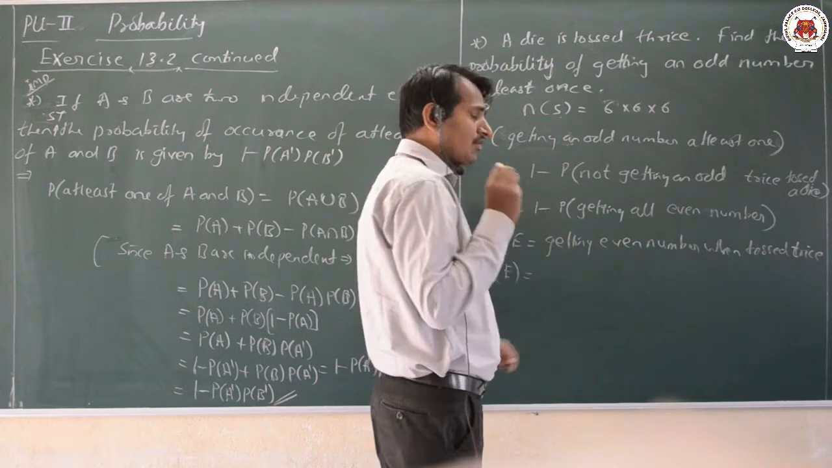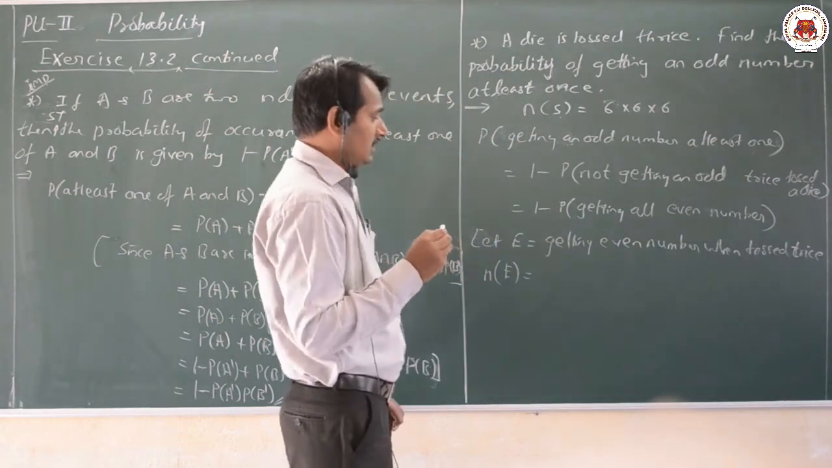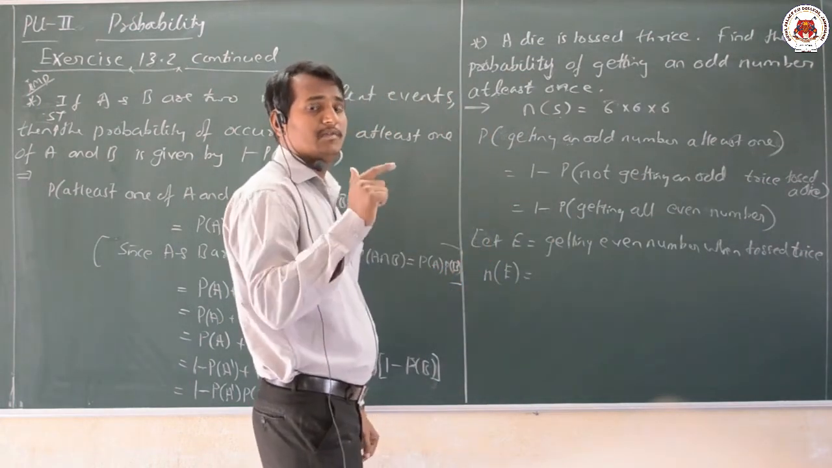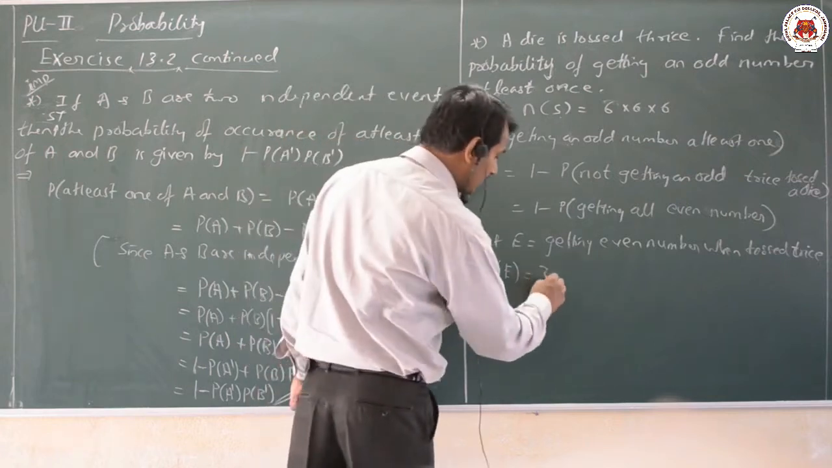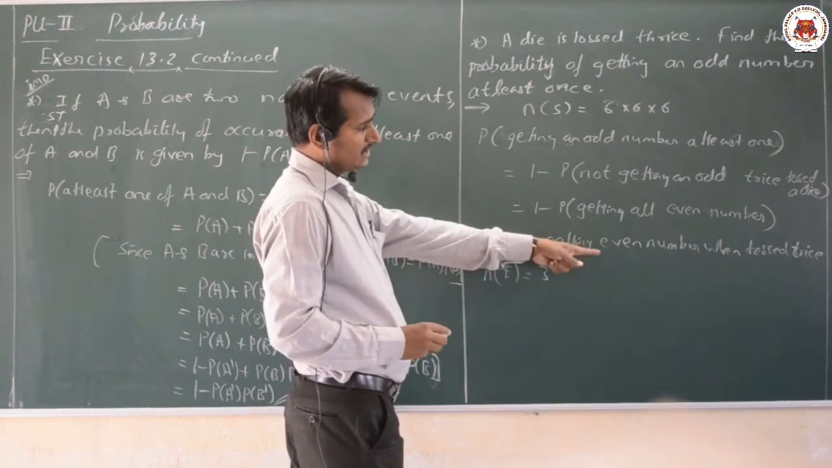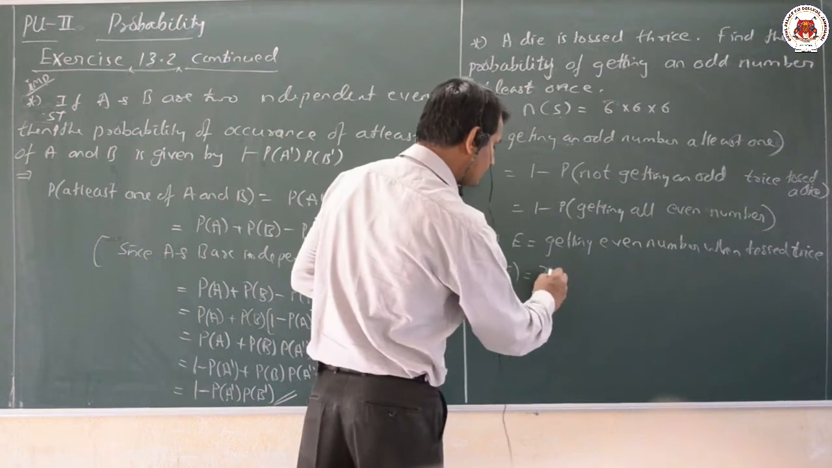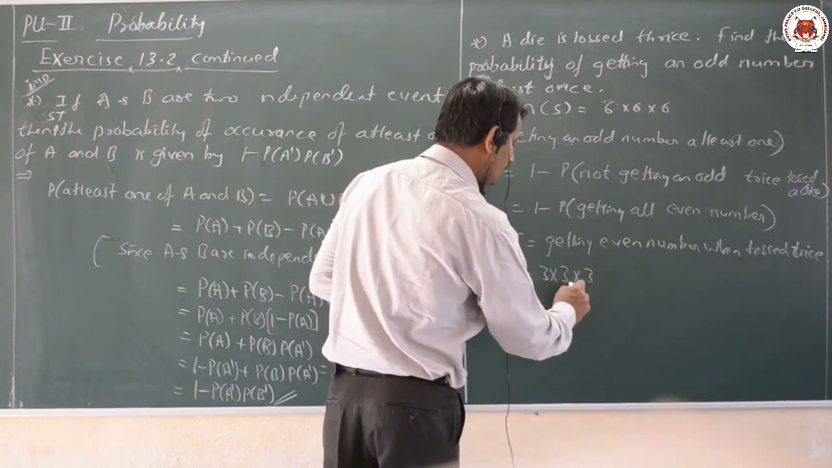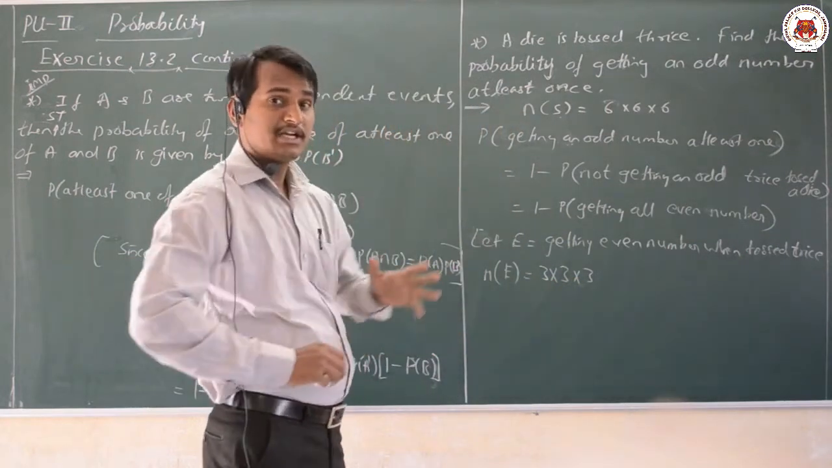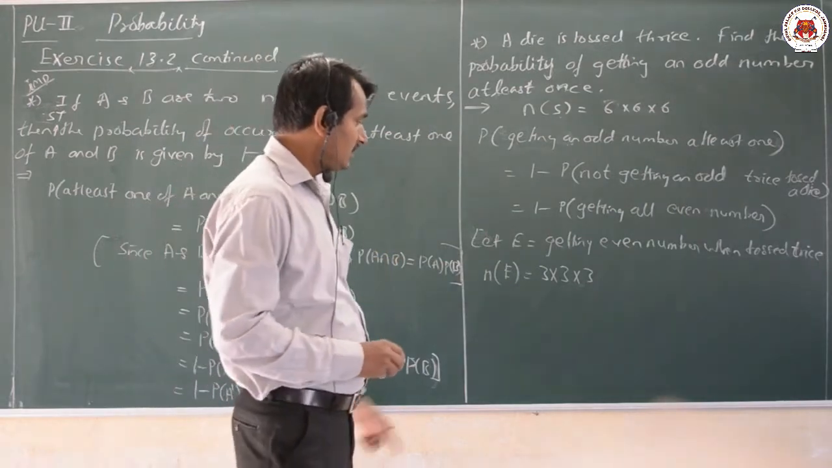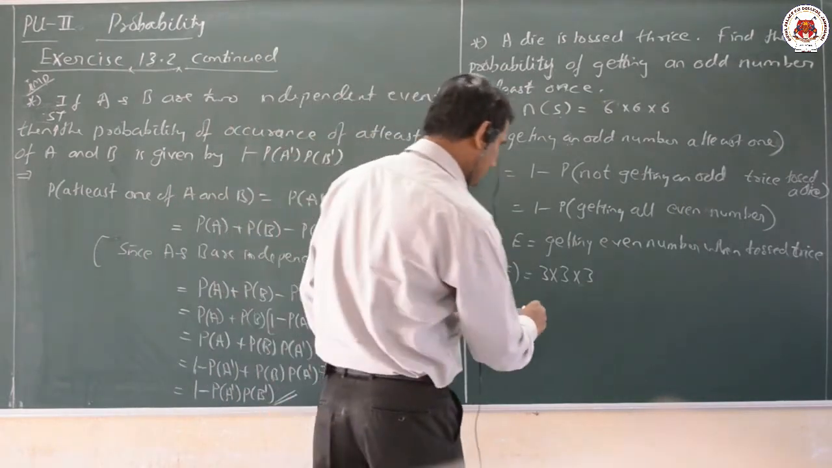In one particular event, when we toss one die, how many evens will be there? 2, 4, 6. That means 3 are even. Similarly, we are throwing it how many times? 3 times. That is 3 into 3 into 3 we get, dear students. Very, very simple. Now here we require to find the probability of E.